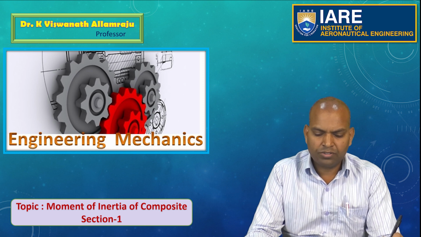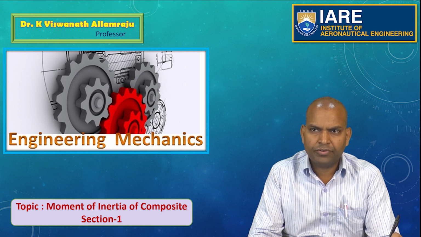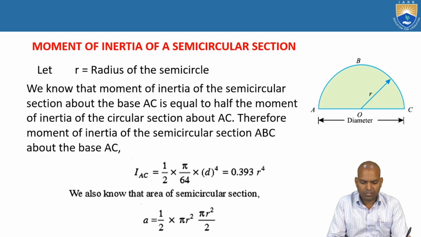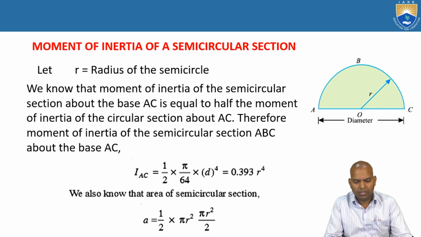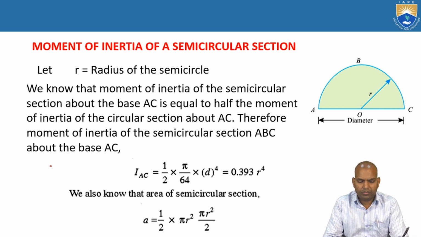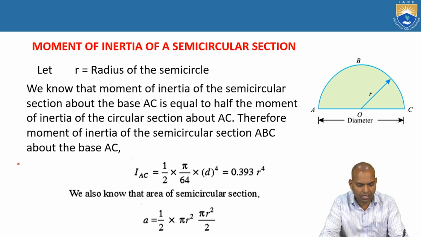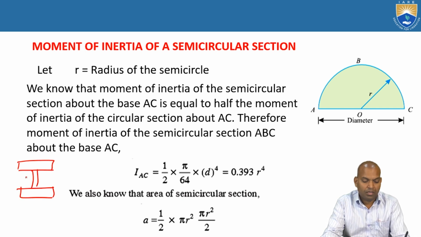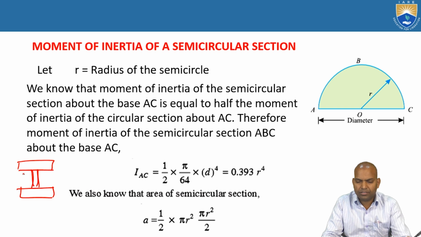In this session, we are going to study the moment of inertia of composite sections by considering the semicircular section. Here, the moment of inertia of composite sections means more than one section will be joined, like I sections. There are three rectangles that are joined together. Then it is known as the composite section. Now, let me give a glance at the previous session, that is the semicircular section.